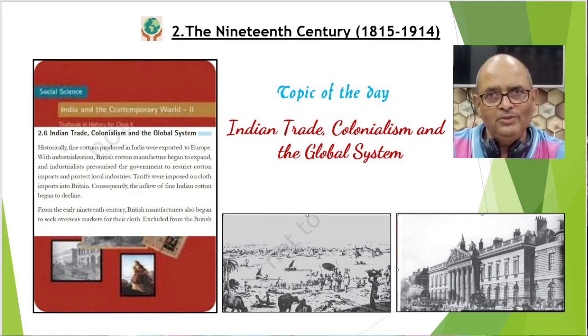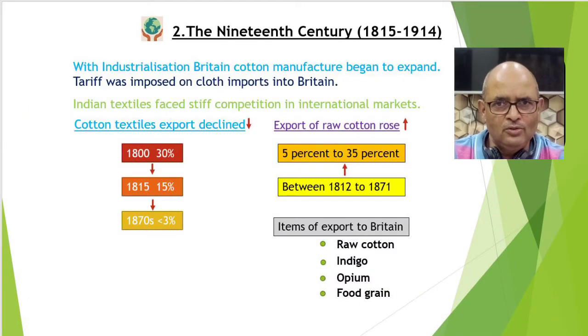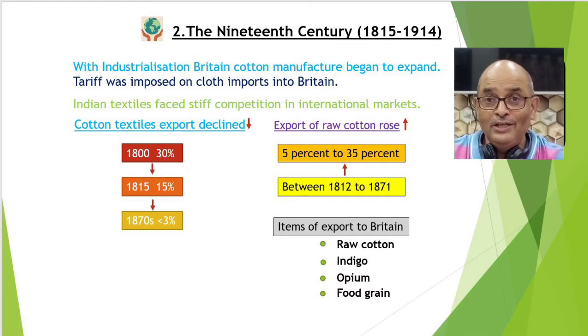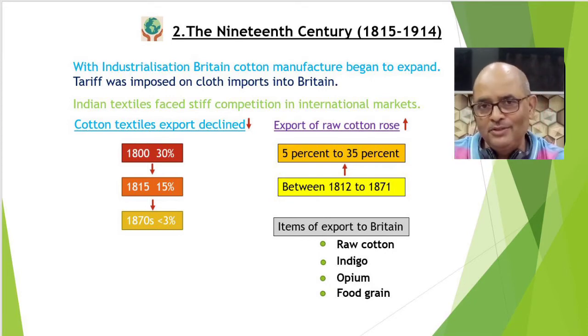Today we are going to discuss Unit 2.6 Indian Trade, Colonialism and the Global System. My dear students, India was a home to fine cotton. Indian cotton had a worldwide market including Britain. These were paid for in gold and silver, and this is the principal reason what prompted the East India Company to gain monopoly rights over trade with India in the 17th century.